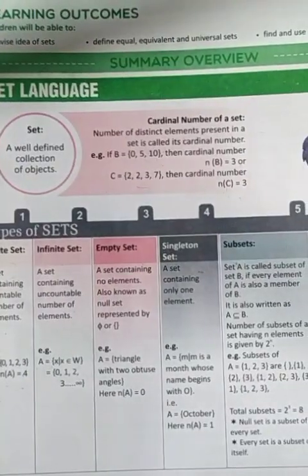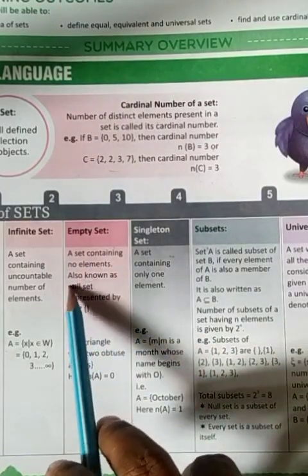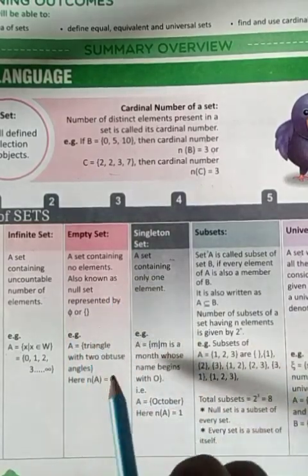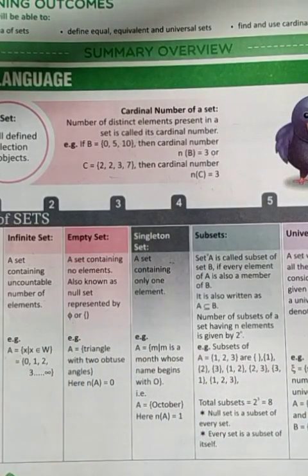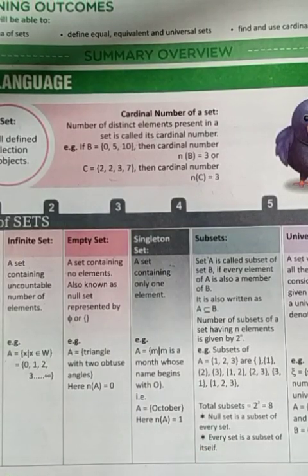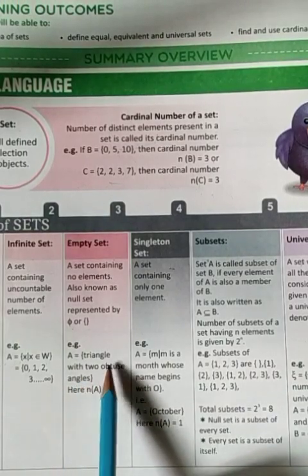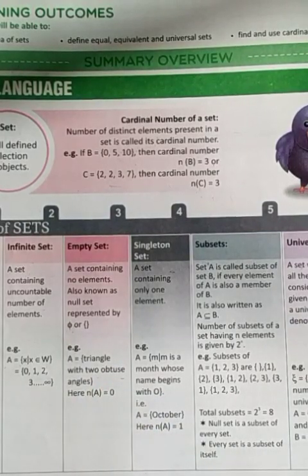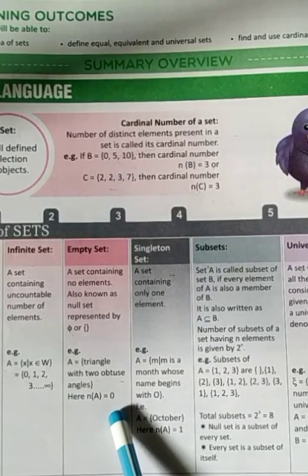Next we will see the empty set. In the empty set, a set containing no elements, also known as a null set, is represented by phi or { }. If it is this, or only the brackets are there, you can consider it the empty set. Empty set means inside the flower bracket no numbers or no statements will be there. That we call an empty set. Here is one example. A = triangle with 2 obtuse angles. In a triangle can we find two obtuse angles? No. So they have written n(A) = 0.